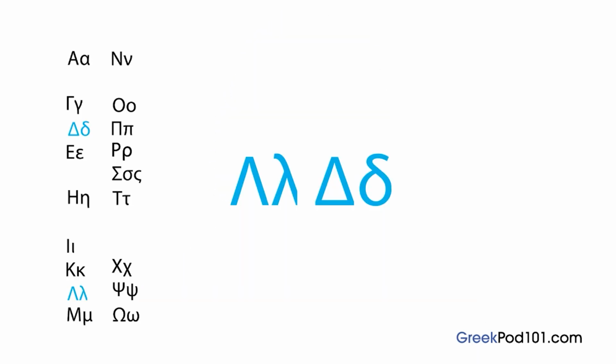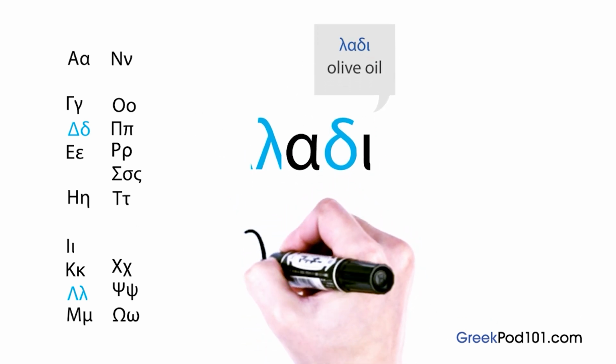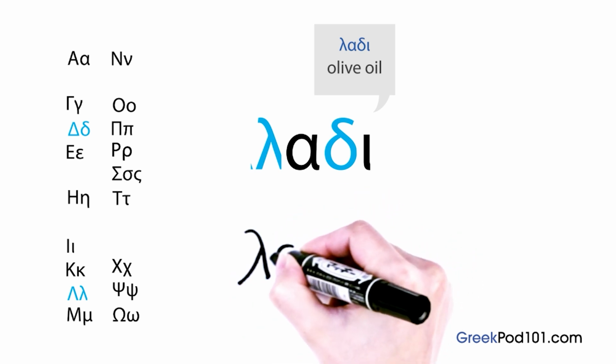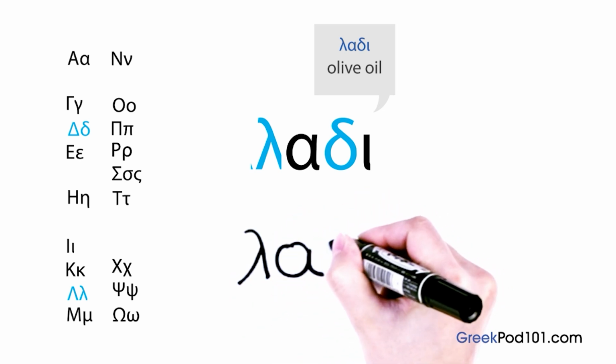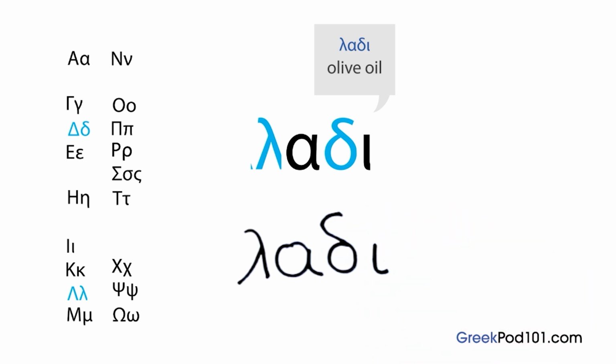Well, there you go. 2 more Greek letters under your belt and still going strong. You've covered 75% of the Greek alphabet. Let's see what we can do with our new letters, shall we? One of the most famous products of Greece is olive oil, which by the way is really delicious and also good for your health. Do you know the Greek word for it? It is lavi, and it is written this way. Lavi. Not hard, is it?